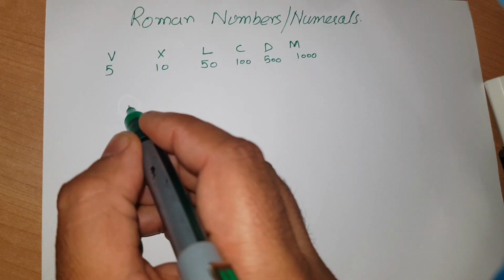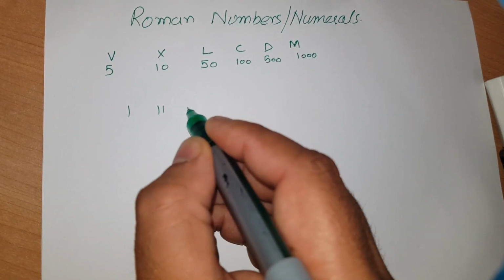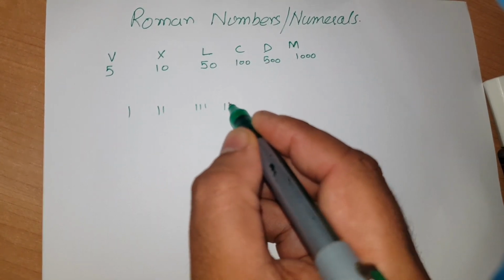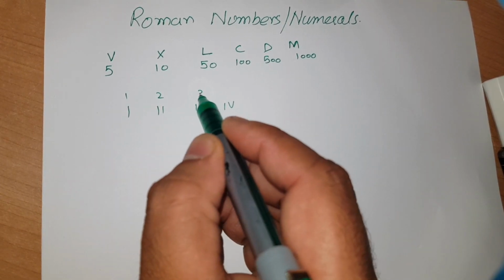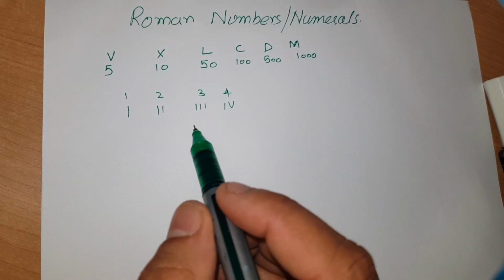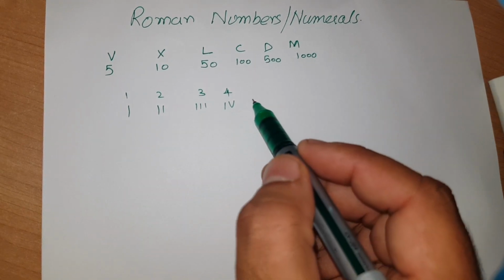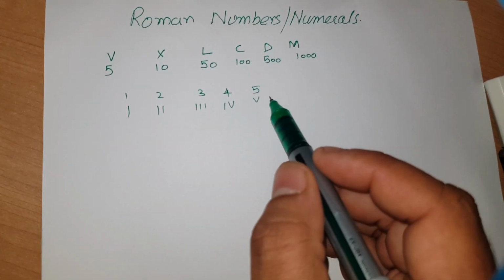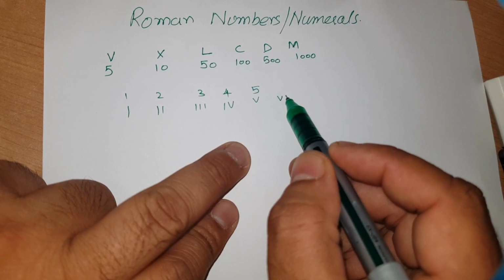Let me start with the basic idea. 1, then 2, then 3 and then 4. So 1, 2, 3 and 4. These are the numbers, and this is for 5 as I said up here. Now for 6 I will write V and I.